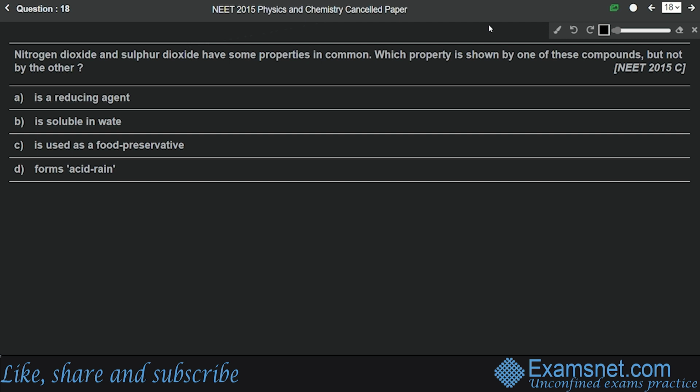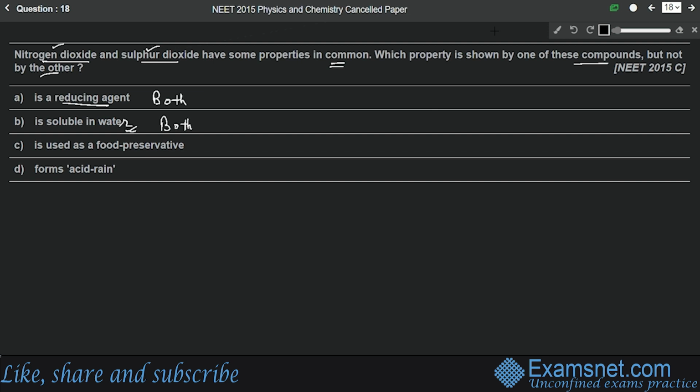Question number 18 is from the P block elements, and the question is: nitrogen dioxide and sulfur dioxide have some properties in common. Which property is shown by one of these compounds but not by the other? Okay. So first one is, it is a reducing agent. Yes, both nitrogen dioxide and sulfur dioxide are reducing agents. So this property is common. Then the second one is soluble in water. So this is also common in both. Both are soluble in water.